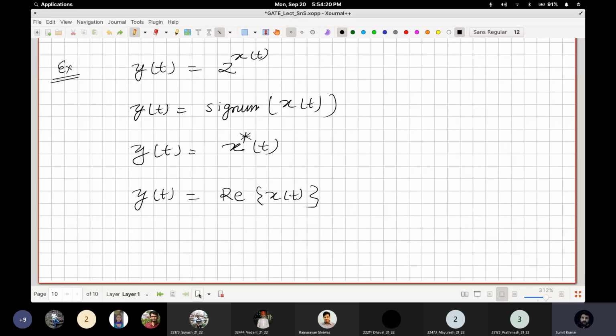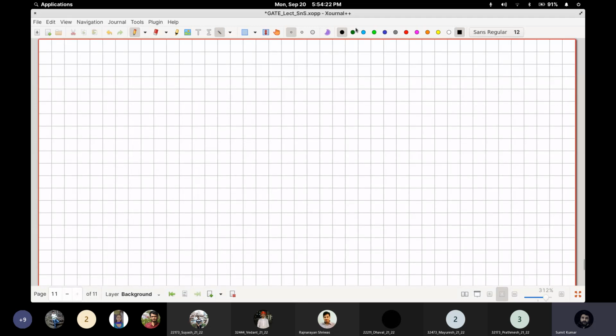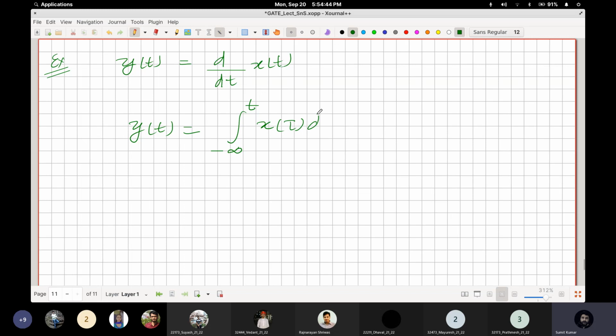After that, let me give you another set of problems. yt is equal to d upon dt of xt, the differentiation of xt, and yt is equal to integration. So integration here is a function of time, from minus infinity to t of x of tau d tau. Tell me whether these two are linear or not.